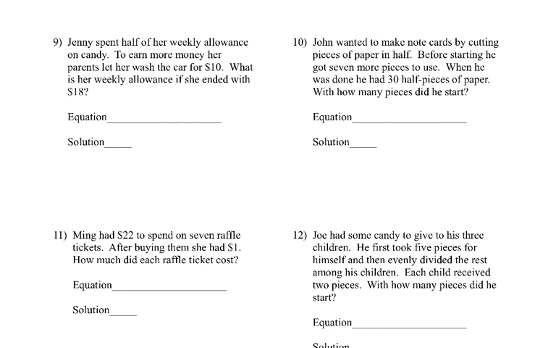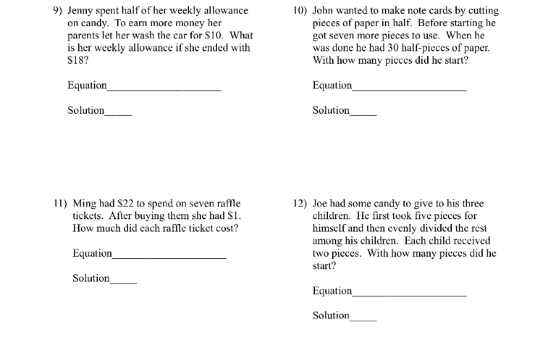Alright, backside. It says Jenny spent half of her weekly allowance on candy. To earn more money, her parents let her wash the car for $10. What is her weekly allowance if she ended with 18? So we know she has 18 right now. I don't know if a table's going to work here as well.